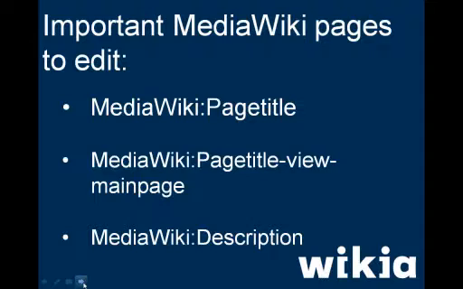MediaWiki page title view main page. This message determines the page title for the main page only. This should normally have the name of the wiki followed also by 4 or 5 keywords that people are looking for. And MediaWiki description. This determines the description of the wiki, which appears right below the title in the search results. This should be a short description of the wiki with about 7 keywords and the name of the wiki.